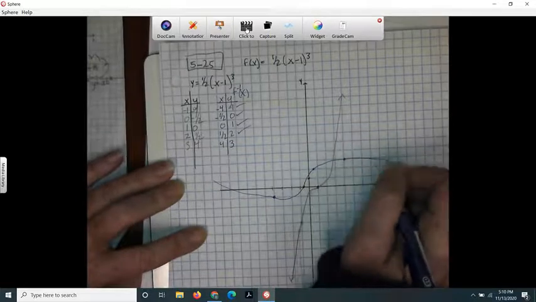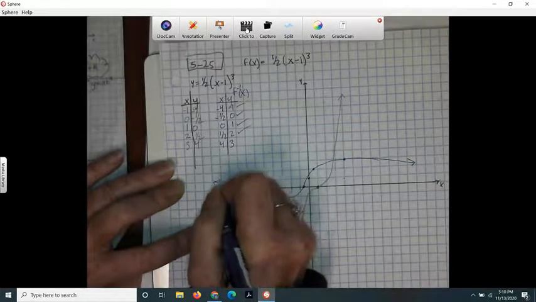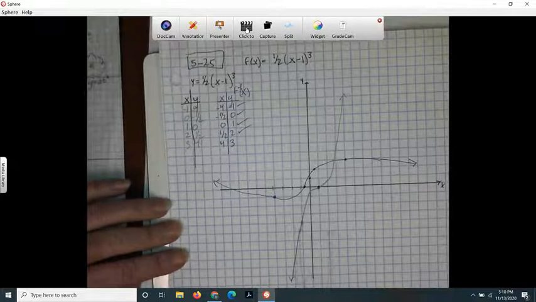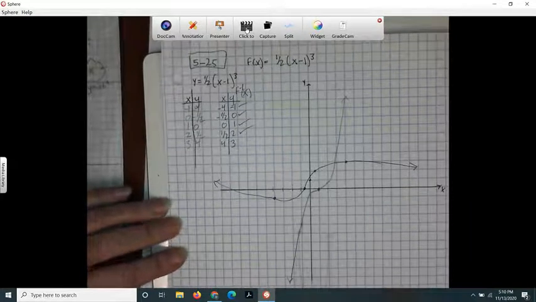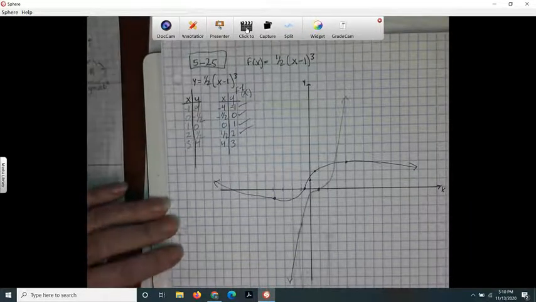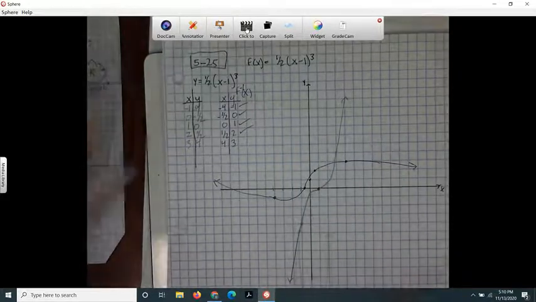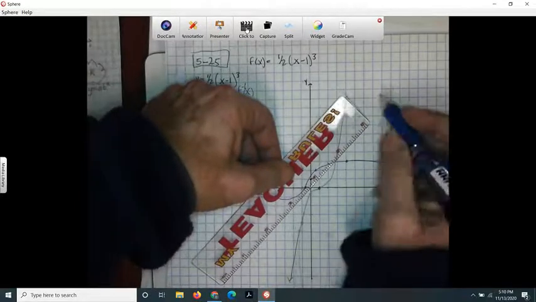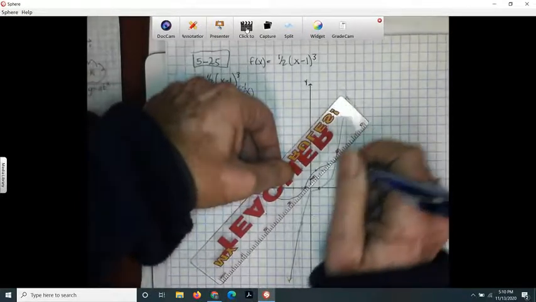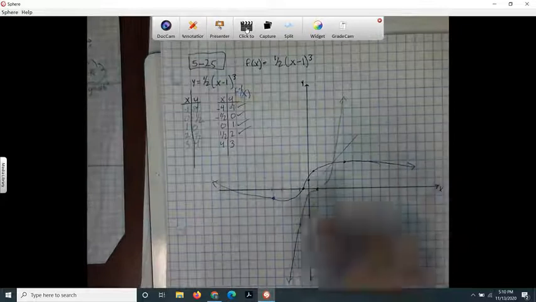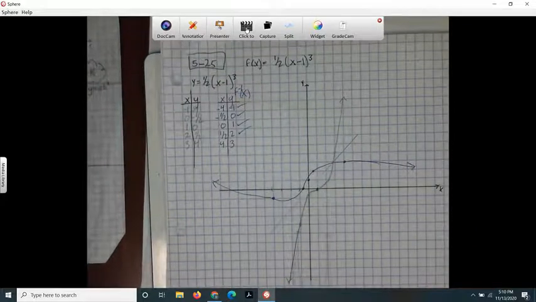It's not perfect, but I tried my best, and I think it's good enough, and you should see there's a reflection through this diagonal line, y equals x. You should see there's like a little reflection there. And so is that all I had to do? That's all I had to do. So we're done.